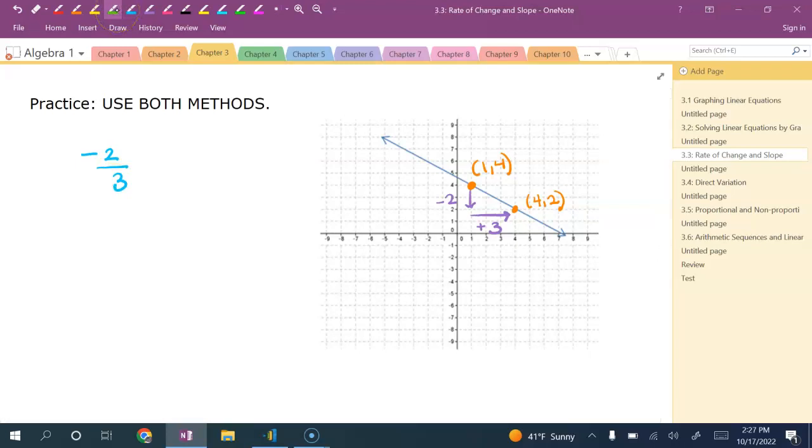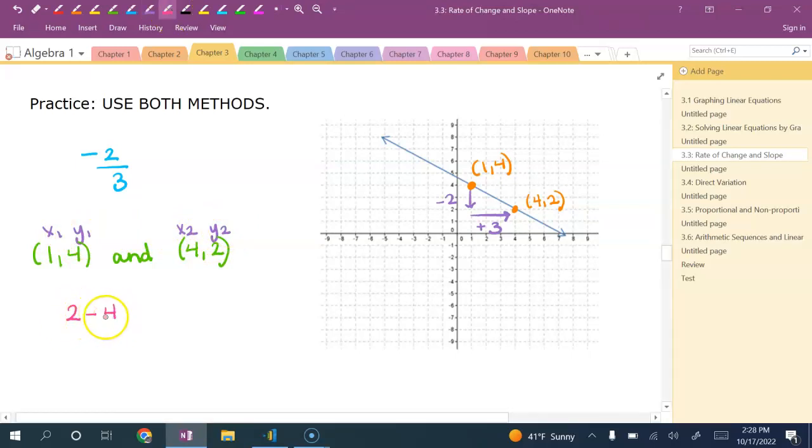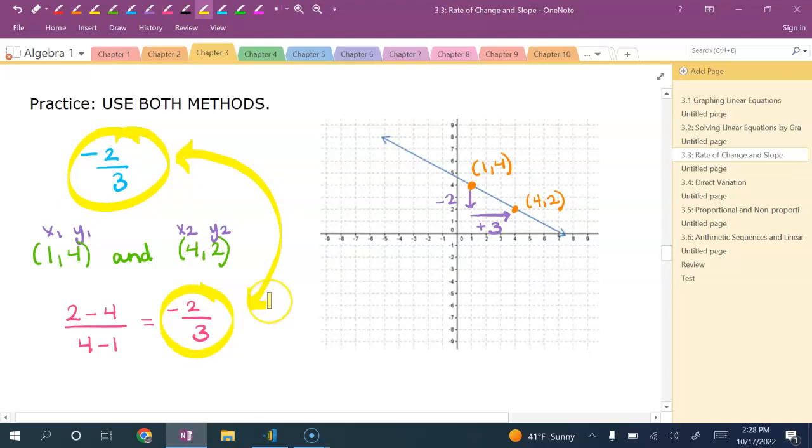Now the second method, if you've got those 2 coordinates, 1, 4, and 4, 2, I'm going to call the first set x1, y1, and the second coordinate x2, y2. And then I plugged it into my slope equation, so 2 minus 4 over 4 minus 1. And I still get negative 2 over 3. So you can see how both of these answers came out to be the same, just using different methods.